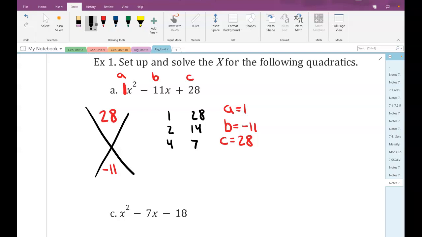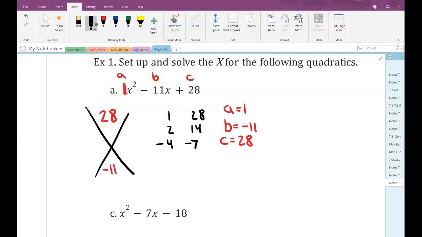So we can do some trickery here and change both of these to a negative, say negative 4 and negative 7. Negative 4 and negative 7 add to negative 11, and negative 4 times negative 7 multiplies to a positive 28, because a negative times a negative is a positive.